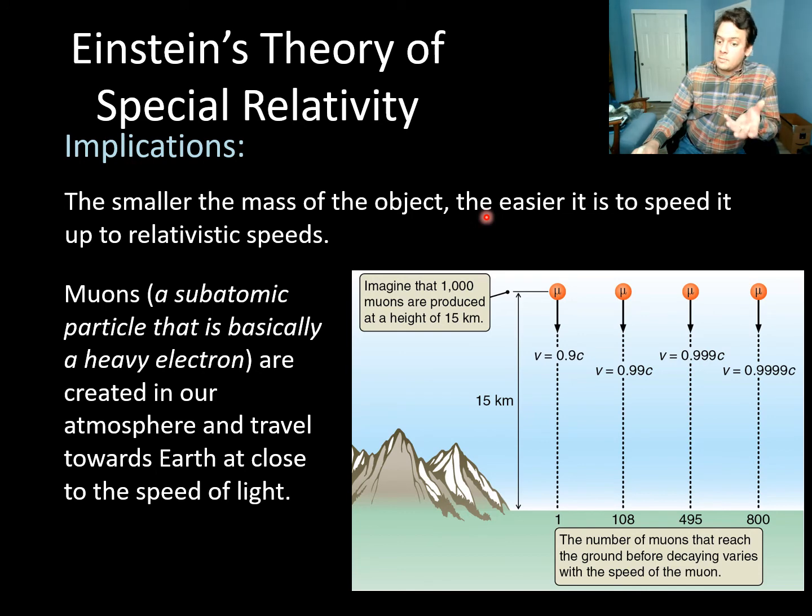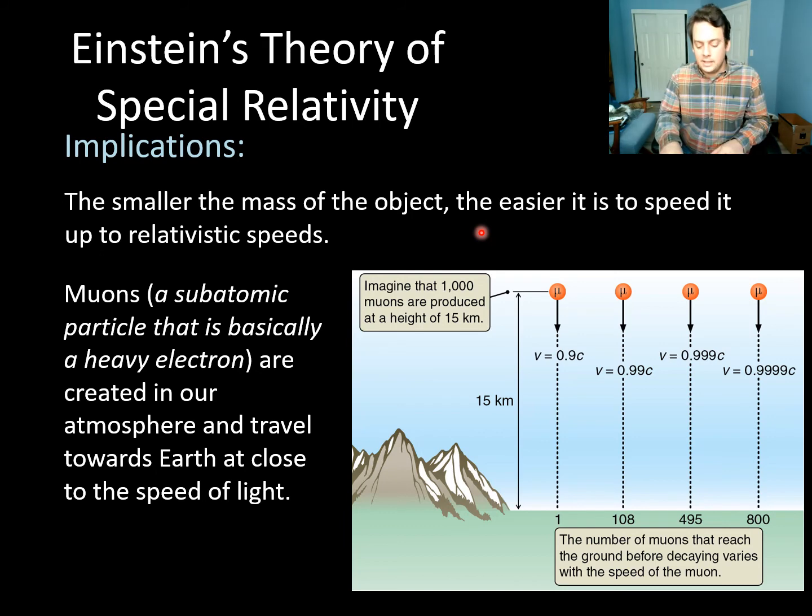that reach the ground before they decay varies with the speed of the muon. And so let me pause first and tell you that the reason this decaying is happening is that muons are unstable particles. They radioactively decay. And how long they take to decay, in the laboratory, if I just create a muon at rest, there's a well-defined, what we call a half-life.